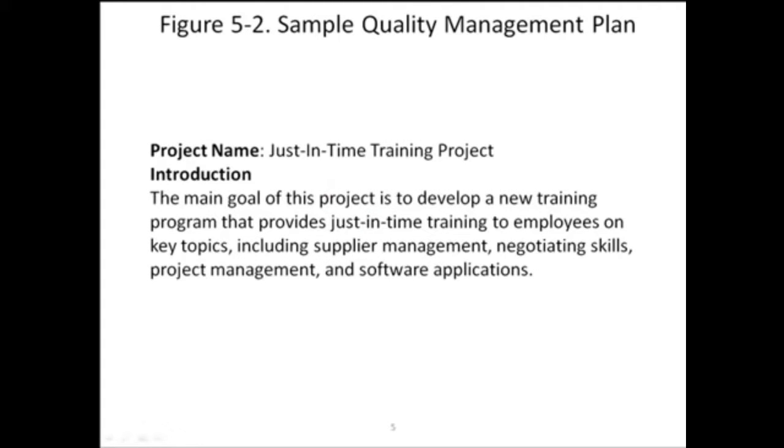So this is the sample quality management plan, which is figure 5.2. The author's project is that just-in-time training project, so you would put the name there. It lists the introduction. In the introduction, it tells a little bit about the project. You will have this in other documents, and you can just put it in here as your introduction as you describe your project. So you're going to have some quality standards.